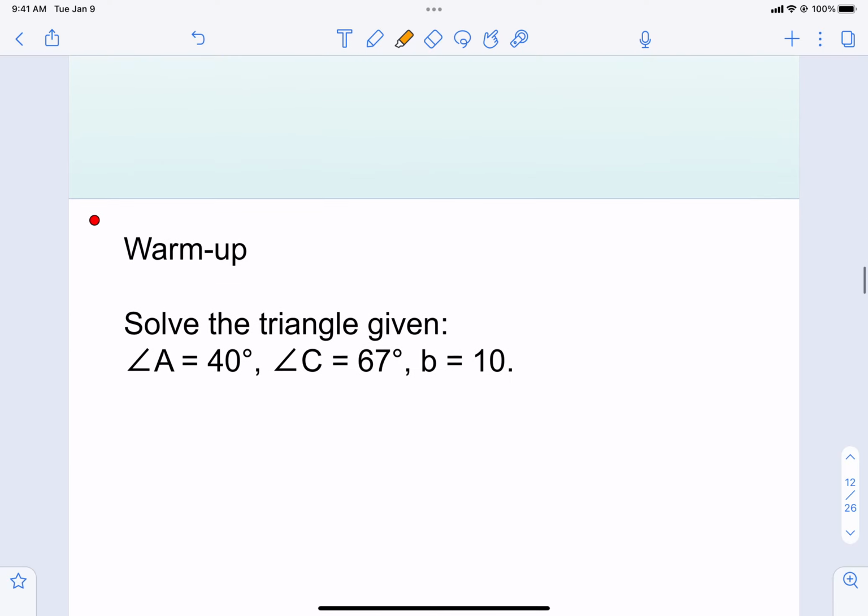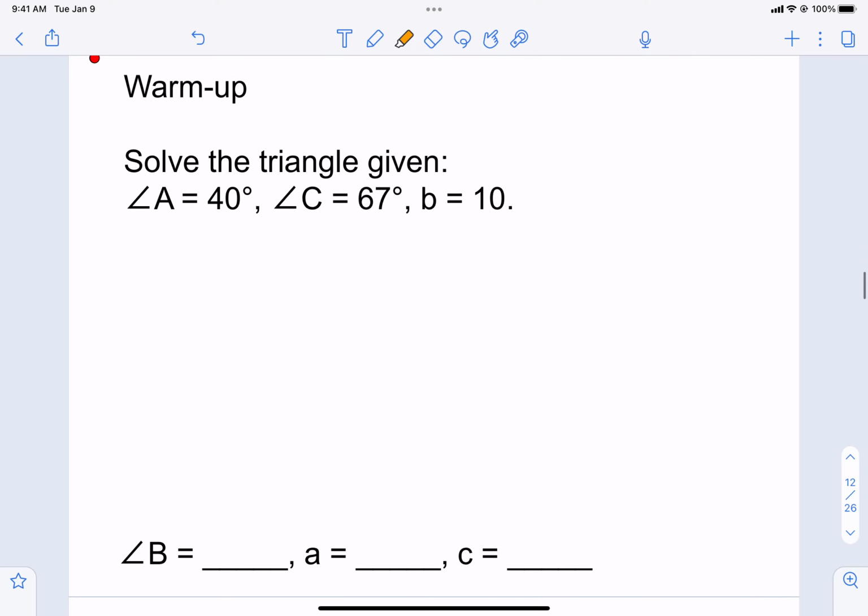We obviously started this one yesterday, and we worked with some relatively basic problems, basic in the sense of none of these had the ambiguous case potential. So looking here, we have a warm-up right away. It says solve the triangle that's given. We have that angle A is equal to 40 degrees, angle C is equal to 67 degrees, and side B is equal to 10. So first what I would do is start by drawing a quick picture. Remember, you can label your triangle in any order, so this could be A, B, and C. We know that angle A is 40 degrees, angle C is 67 degrees, and side B is 10.